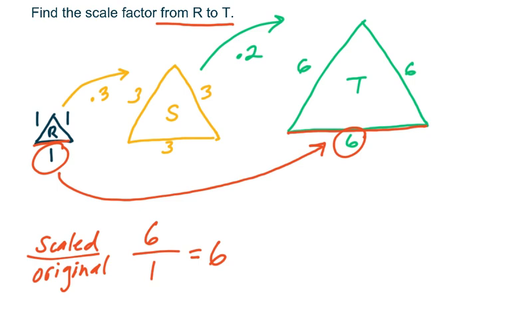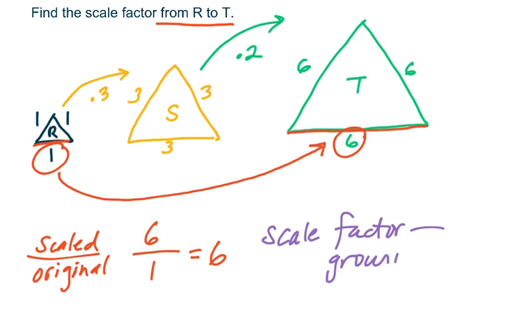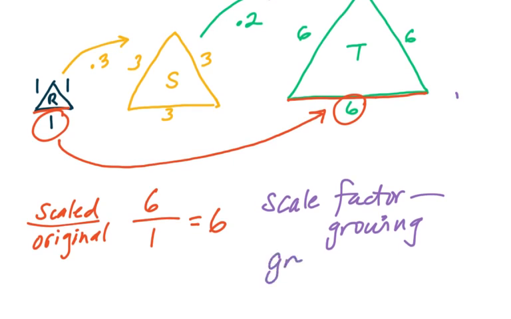Now this makes sense to me because to go from R to T requires a growing scale factor, right? So what kind of scale factor? I need a growing one. The numbers that give me a growing scale factor are numbers greater than 1. If I multiply by a scale factor greater than 1, then it makes a growing scale. It's a growing scale factor that'll make my picture grow.